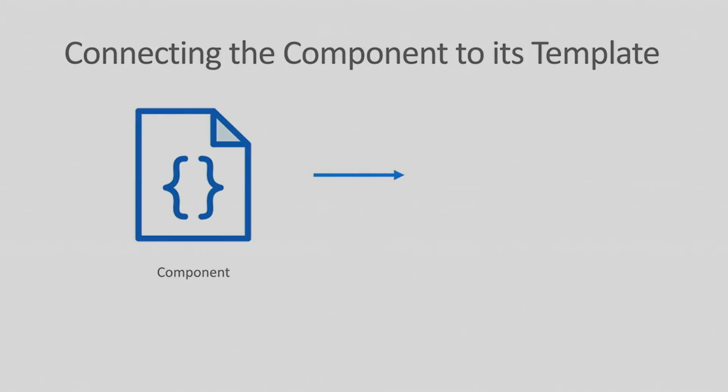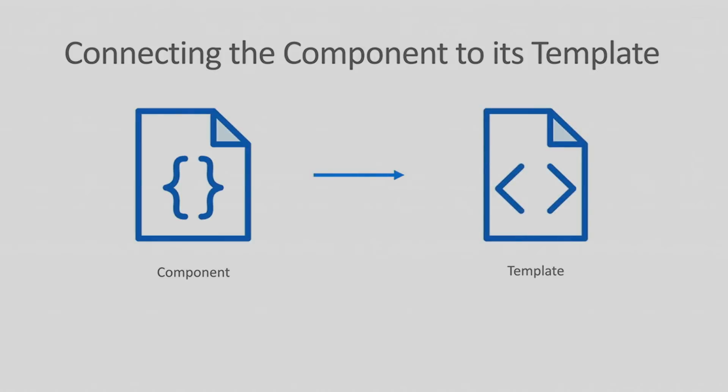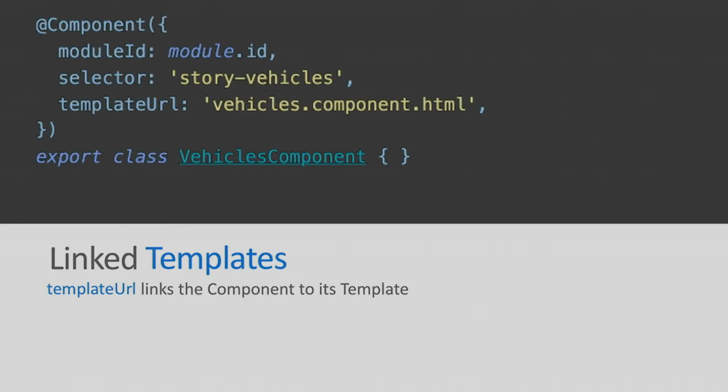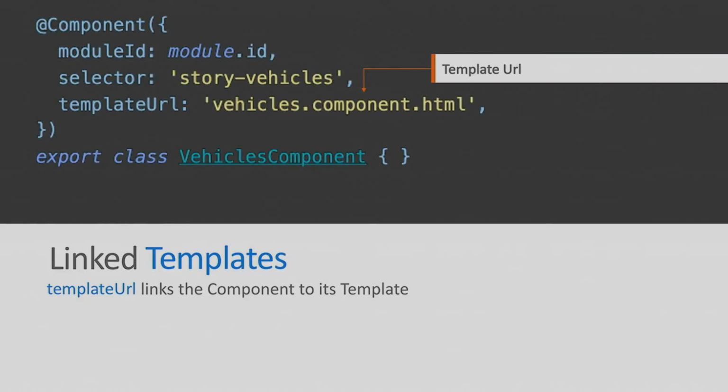The key here is the component needs to connect to its template somehow. So the way we do this is we can link the component through a property called templateUrl in our metadata. This is why that metadata is so important. How do you associate the code with the view? The way we do that is we use templateUrl to tell it where is my HTML.